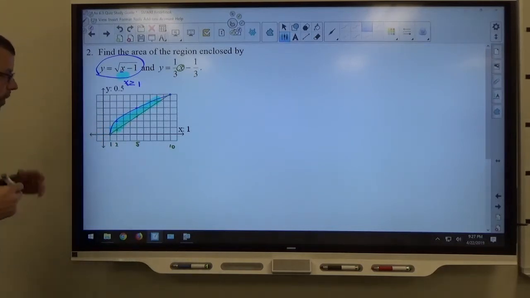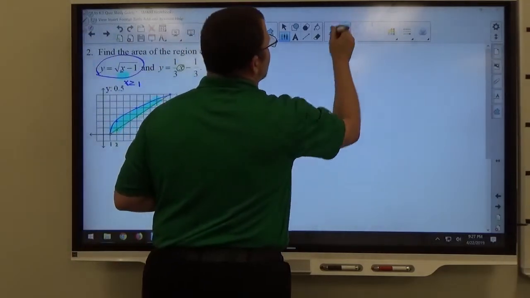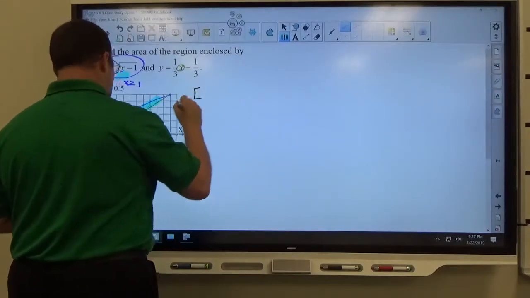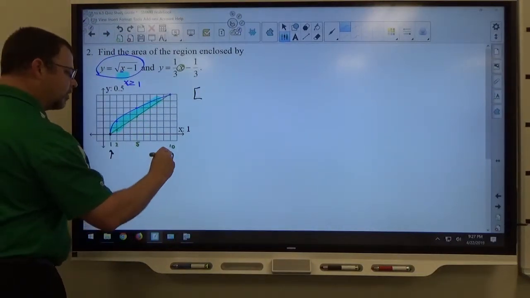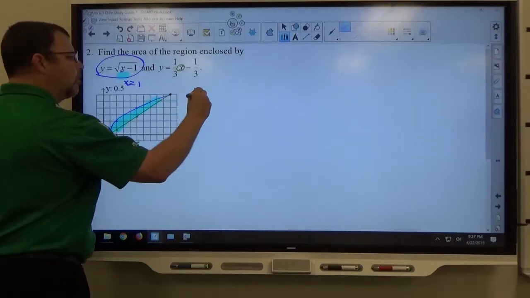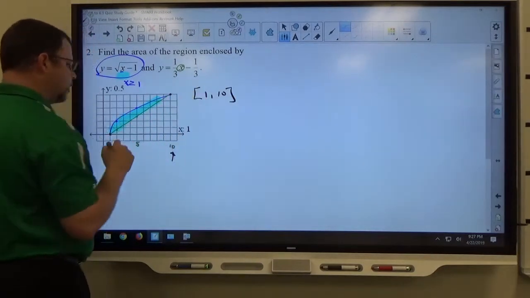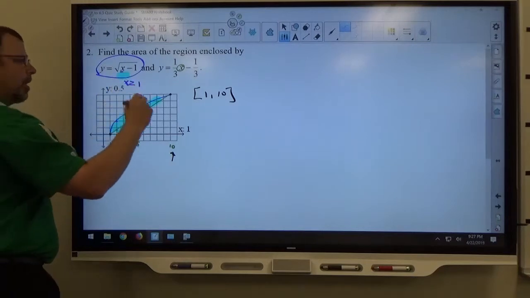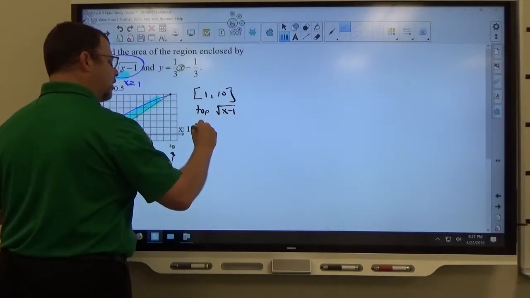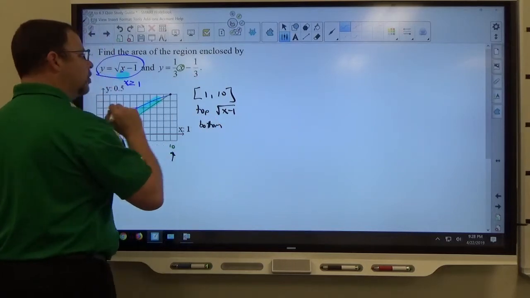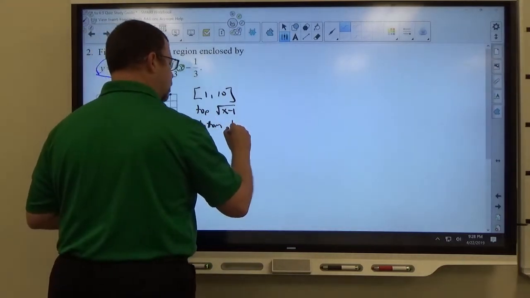All right. So again, our concern is what's the top, what's the bottom, and where are our points of intersection, the intervals, if you will. So we can see that this starts at x equals 1 at this point of intersection, ends at x equals 10 at this point of intersection. So 1 to 10 is our interval here. The top function is the square root of x minus 1. And the bottom function, of course, is 1/3 x minus 1/3.